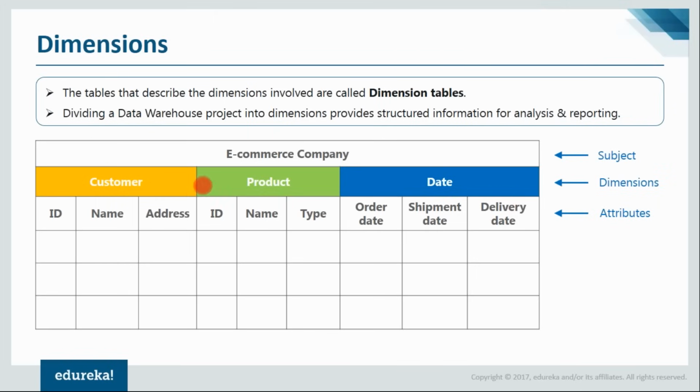So each of these dimensions here talks about a different aspect of your entire data warehouse. So your data warehouse may be one for, in this example, an e-commerce company, right? And as you can see here, the e-commerce company is the subject, and the dimensions are these, and these are the attributes, right?